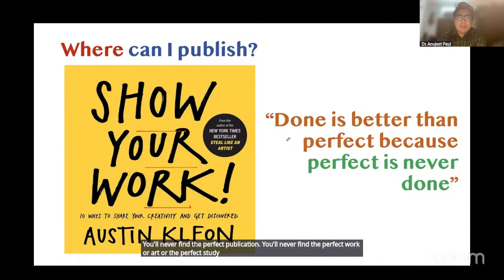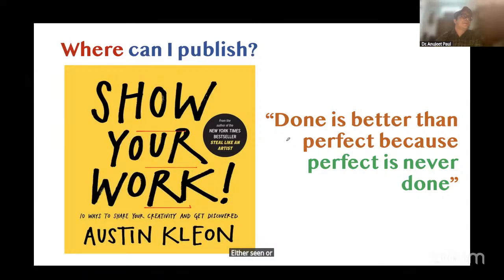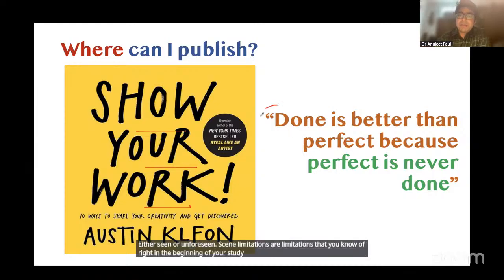All studies come with limitations, either seen or unforeseen. Seen limitations are limitations that you know of right in the beginning of your study and you mention them, but unseen limitations happen during the process of doing your work. So don't worry too much about the study not being perfect right in the beginning.